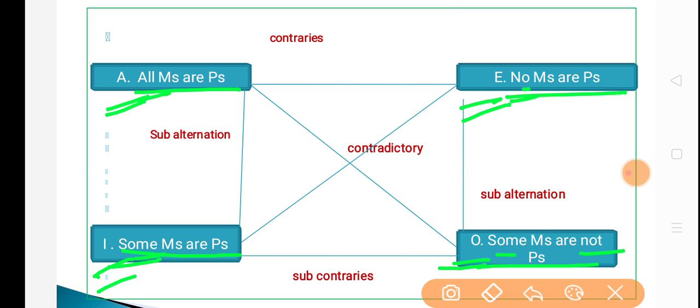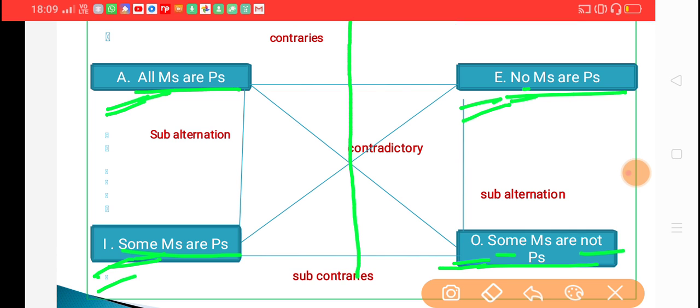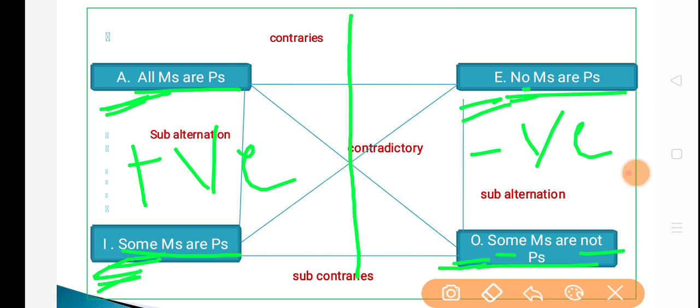Do you find any trends in this picture? Yes. What do we see in this slide? This right side is all and some. This is the positive side. This side is the negative side. Here you can see no and some not. This side is the negative side and this side is the positive side.